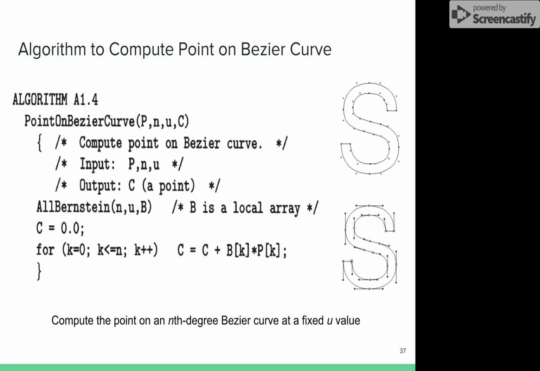Now let's look at the algorithm to compute one point on a Bezier curve. This algorithm right here will compute one point on an nth degree Bezier curve at a fixed u value. And the algorithm is pretty simple and straightforward to actually write. If you look on the right, these two images are just showing a bunch of points on a Bezier curve that you'll be able to calculate using this algorithm.